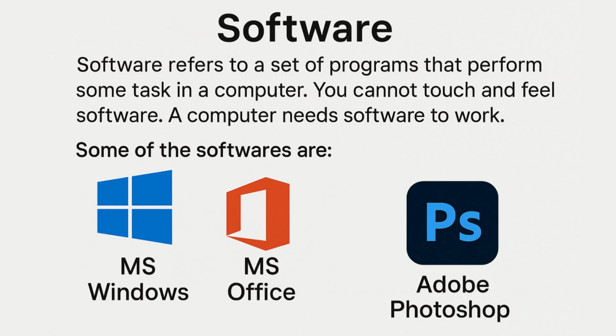Software refers to a set of programs that perform some task in a computer. You cannot touch and feel a software. A computer needs a software to work, which means software is like the mind or instruction that helps hardware do its job. Some of the softwares are Windows, MS Office, Adobe Photoshop, which means these are examples of software that help us write, draw, or design.